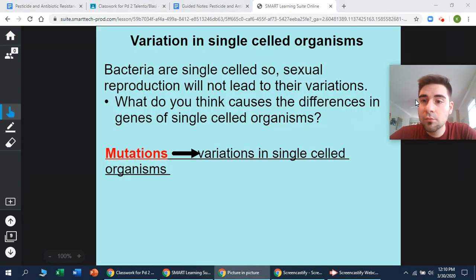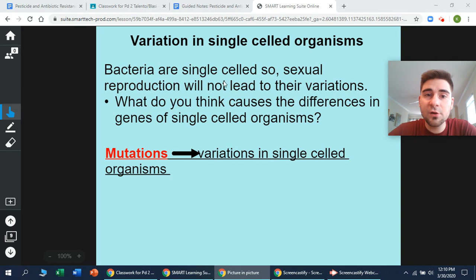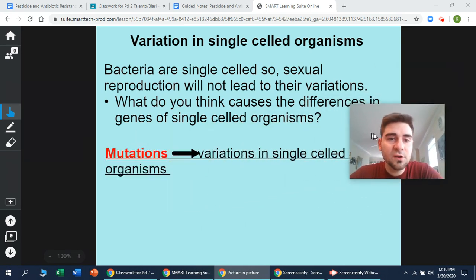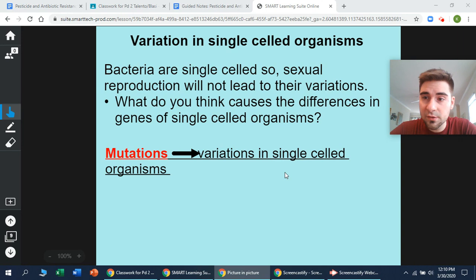All right, so now what we should talk about here is the fact that bacteria are single-celled. So sexual reproduction is not what's leading to the variations. What do you think causes the difference in genes for single-celled organisms? Okay, so what you should come up with here is mutations, right? So mutations are always what lead to variations. Remember that mutations are just changes in your genes, right? So a gene changes so that now some of the single cell organisms have antibiotic resistance, right? That's how it came about in the first place.